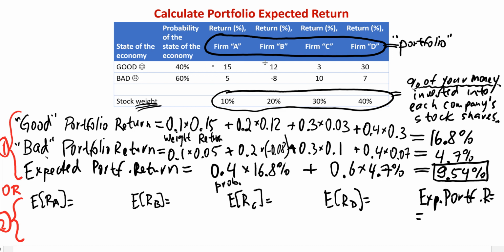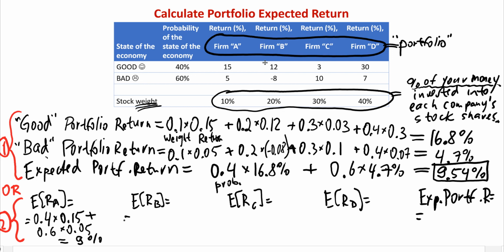Look at the column with stock A returns, 15% in good, 5% in bad. So there's a 40% chance that we get a 15% return. Okay, 0.4 times 0.15 plus there's a 60% chance we get a 5% return. So 0.6 times 0.05, which gives 9%. Then the same way we go through the remaining 3 stocks, B, C, and D.